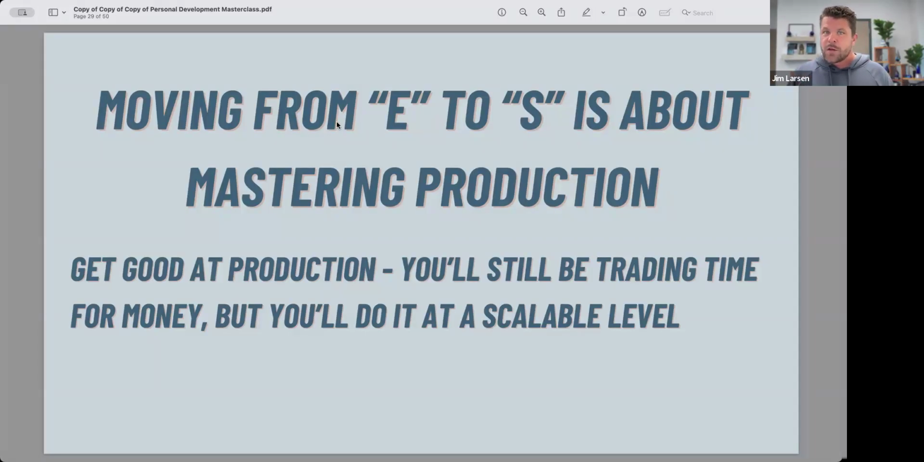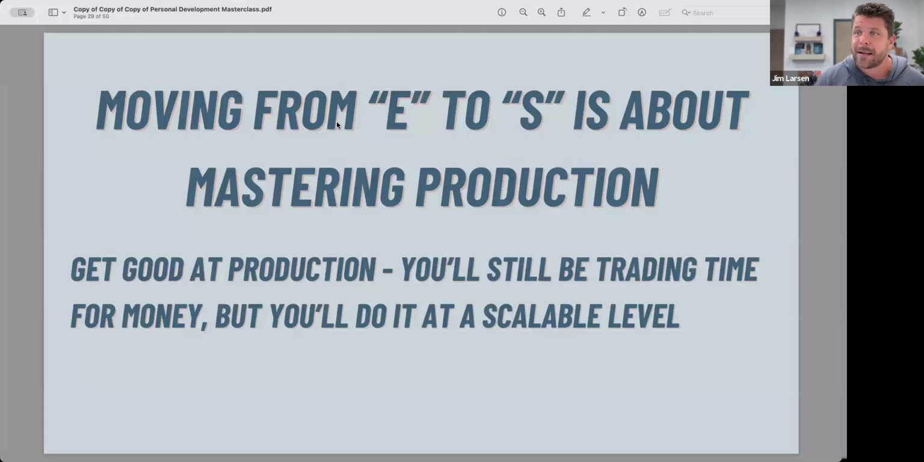Okay? So moving from E to S is about mastering production. Get good at production. Get good at converting leads to business. Now, you're still going to be trading time for money, but you're going to be doing it at a scalable level where you are truly paid the value you add, instead of no matter how good you get at your W-2 job, you're paid what you're paid. The better you get at this, the more money you make. That's moving from E to S.